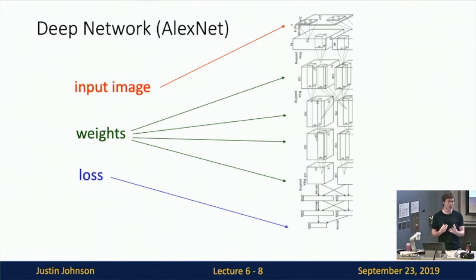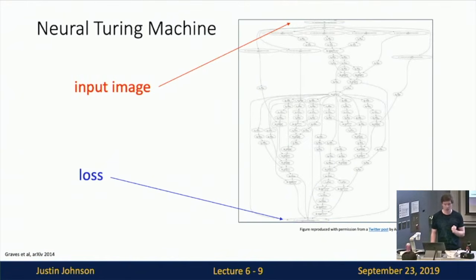Instead, you really want to use this computational graph formalism to build up a data structure that represents all of the computation that the model will perform in order to compute the loss. These things can get arbitrarily crazy. So here's an example of a model called a neural Turing machine.